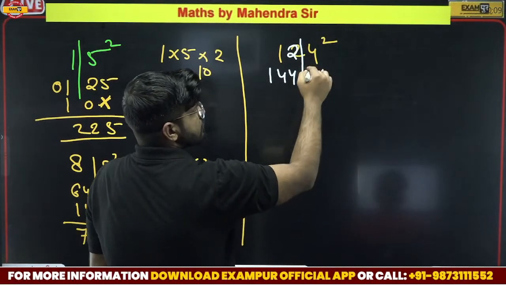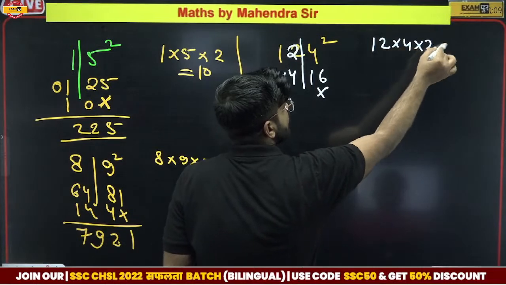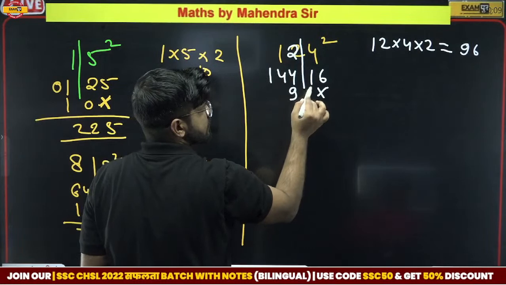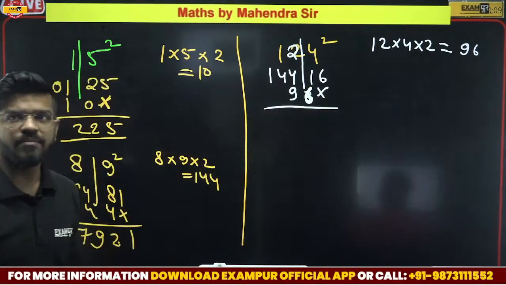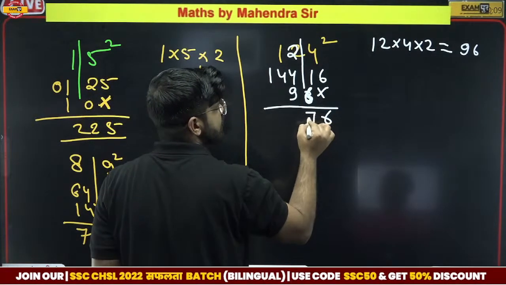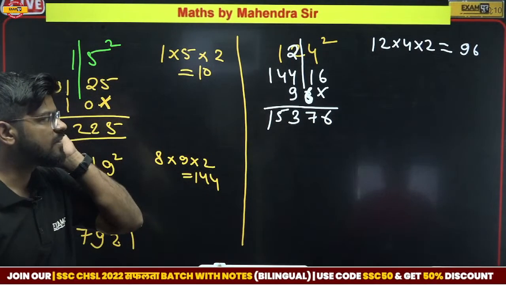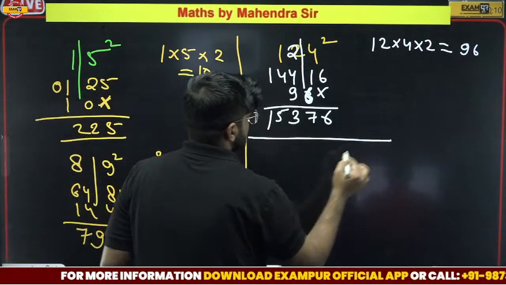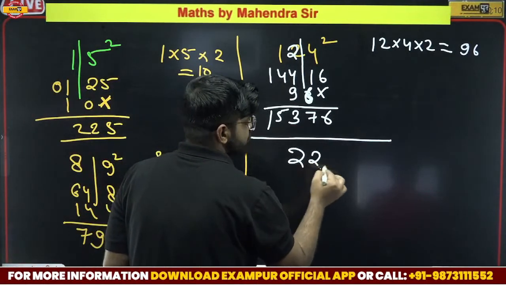So now how many numbers are there? Here is 12, 4 and 2. Multiply all these. So 12 8s are 96. Just write 96 here. Also check these squares that I am calculating in your calculator. Okay. So here is 6, 7, 3, 5, 1. So 15376 is my answer.